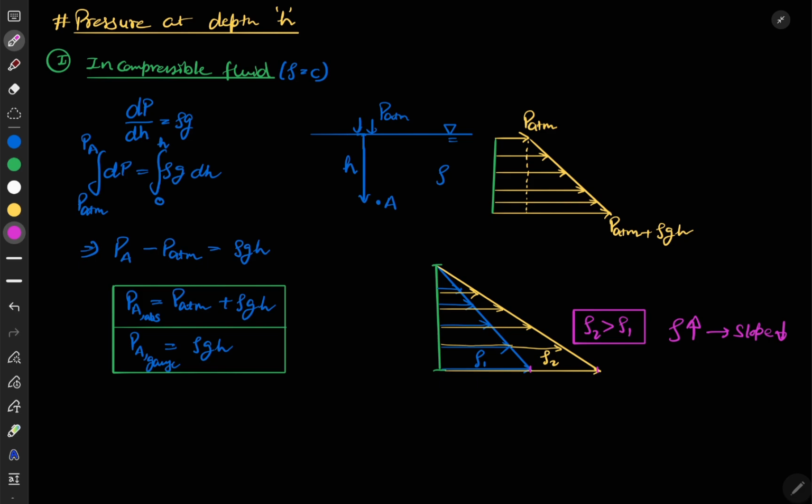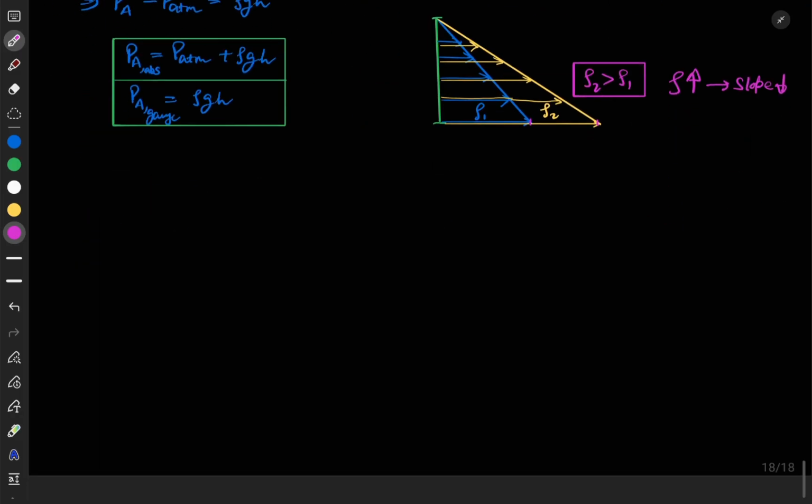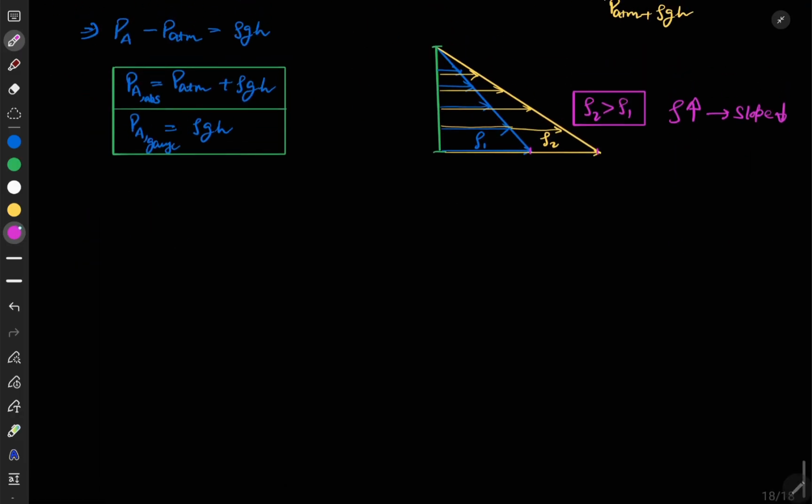I hope you understood till this point. Now we will be talking about our second one, but before that, one more thing I would like to mention here. You should always remember this formula, that P gauge is equal to rho g h. So this is your pressure relationship.